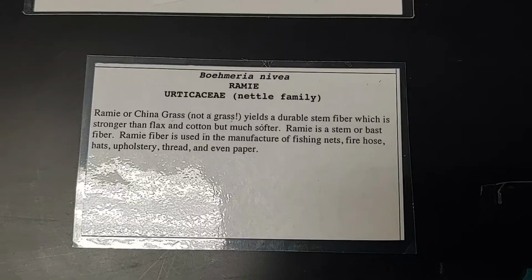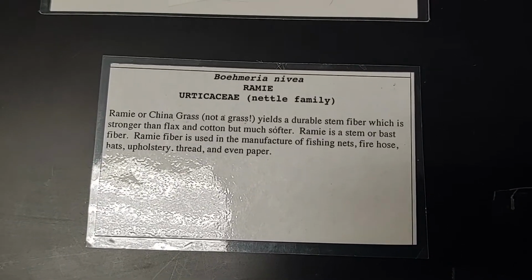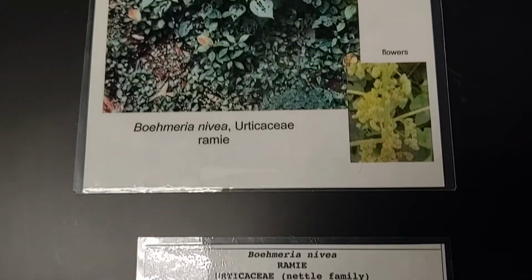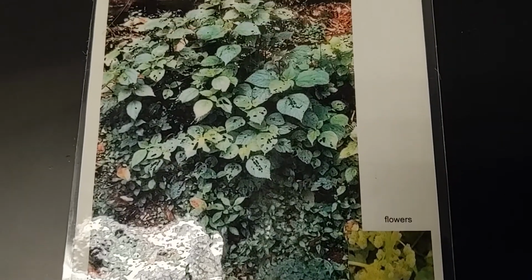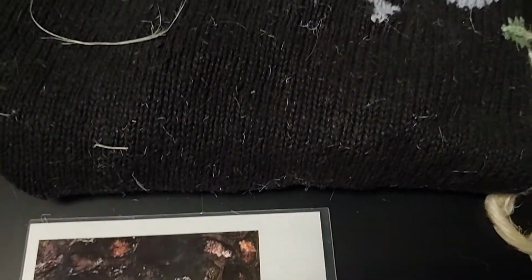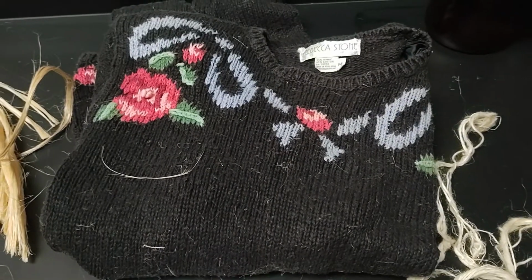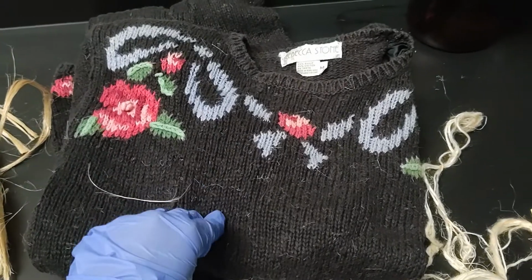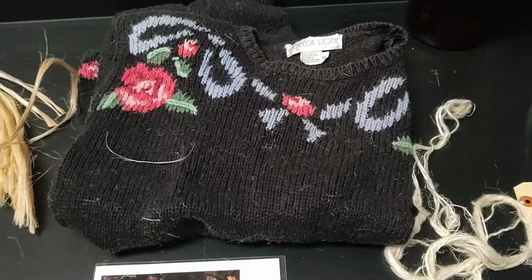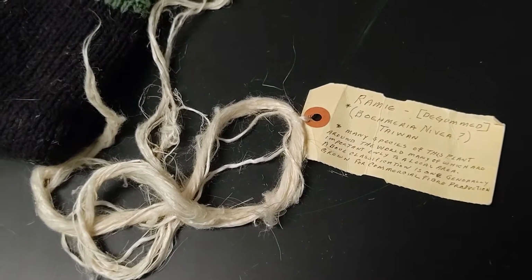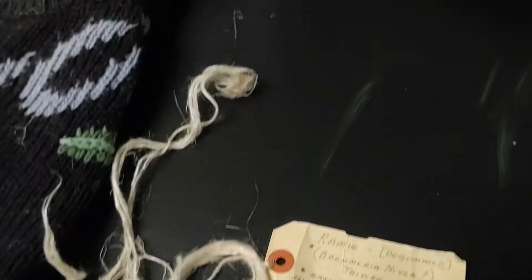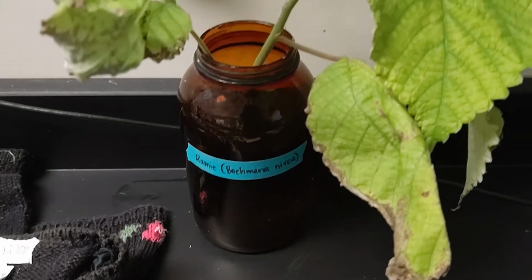Well worth it. In the Urticaceae family, we have Rami, which is the common name for this nettle here. And believe it or not, this sweater is made of 55% Rami, so maybe a little itchy, irritating. Here are some Rami fibers. You can see they're typically pretty soft. And here is Rami itself.